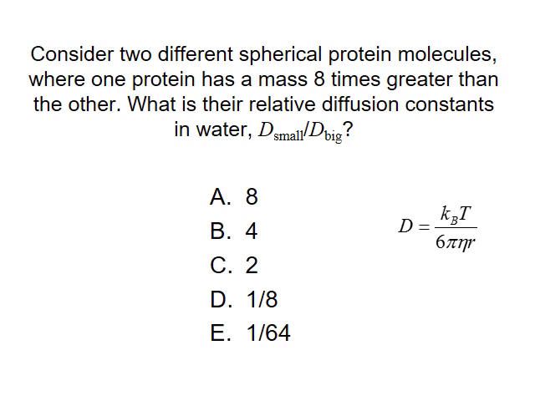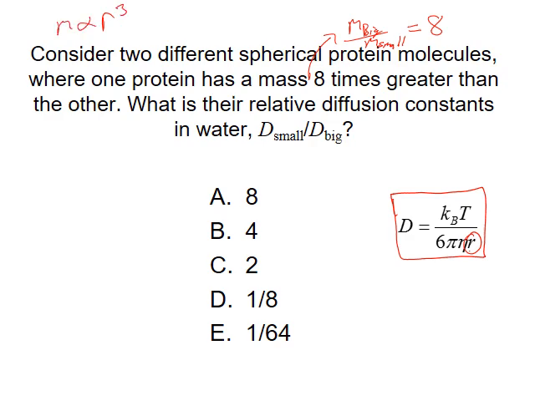Consider 2 different spherical protein molecules where one protein has a mass that's 8 times greater than the other. So we would say the mass of the big one over the mass of the small one is 8. The equation though doesn't have mass in it, it has the radius, so we would need to recognize that the mass is proportional to the radius cubed. Therefore the radius is proportional to mass to the 1/3. So the radius of the big one over the radius of the small one would be 8 to the 1/3, or 2.